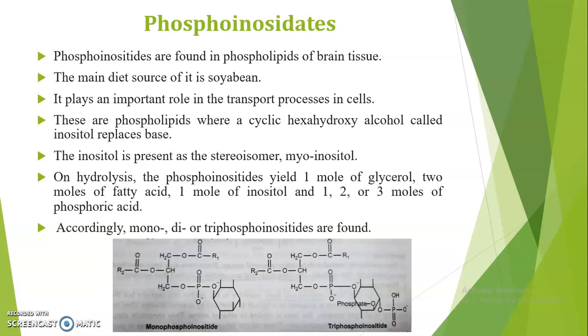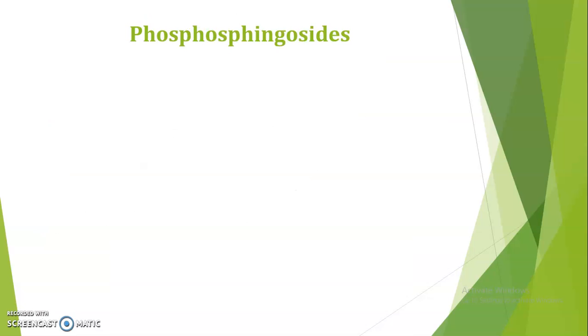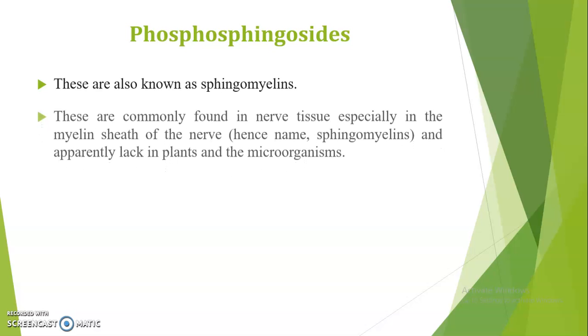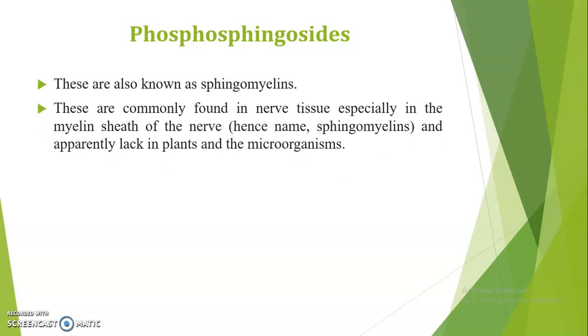Then after phosphoinositides, the next class of phospholipids is phosphosphingosides. These phosphosphingosides are also known as sphingomyelins. They are commonly found in nerve tissues, especially in the myelin sheath of nerve fibers, and that's why the name sphingomyelins is also given. They are apparently lacking in plants and in microorganisms.